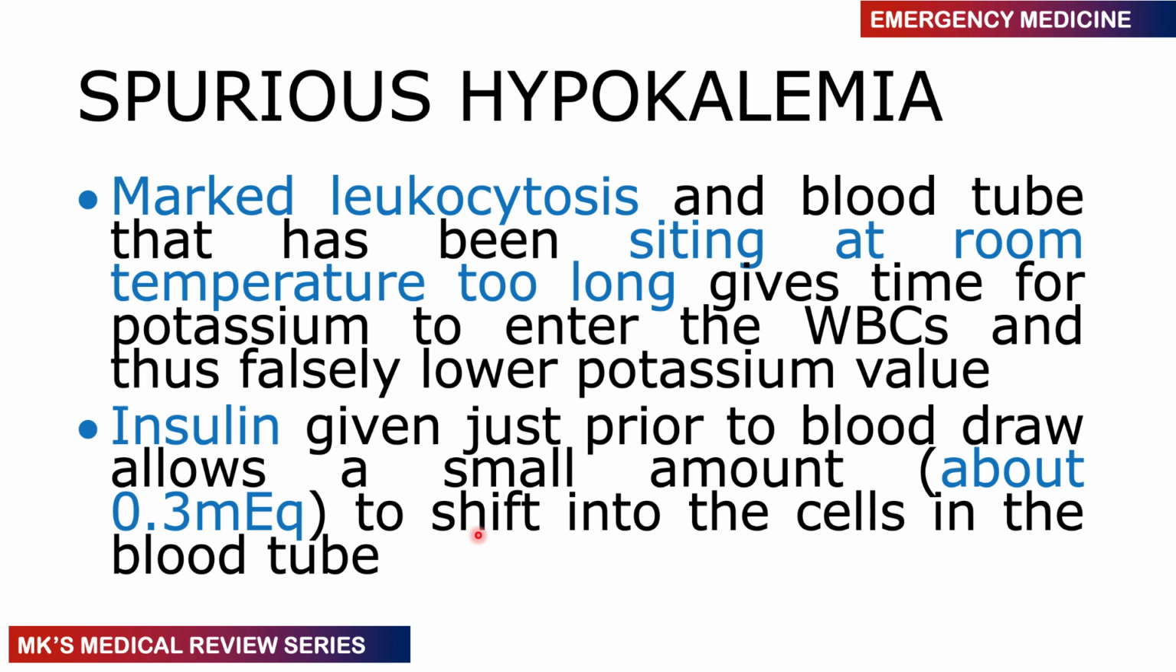We see this if someone has a very high white blood cell count and blood that has been drawn from them, and then you leave it to sit at room temperature for too long without running the sample. So the potassium can actually enter into the white blood cells, and this will cause the levels to be falsely low when you interpret that or run that test in the machine.